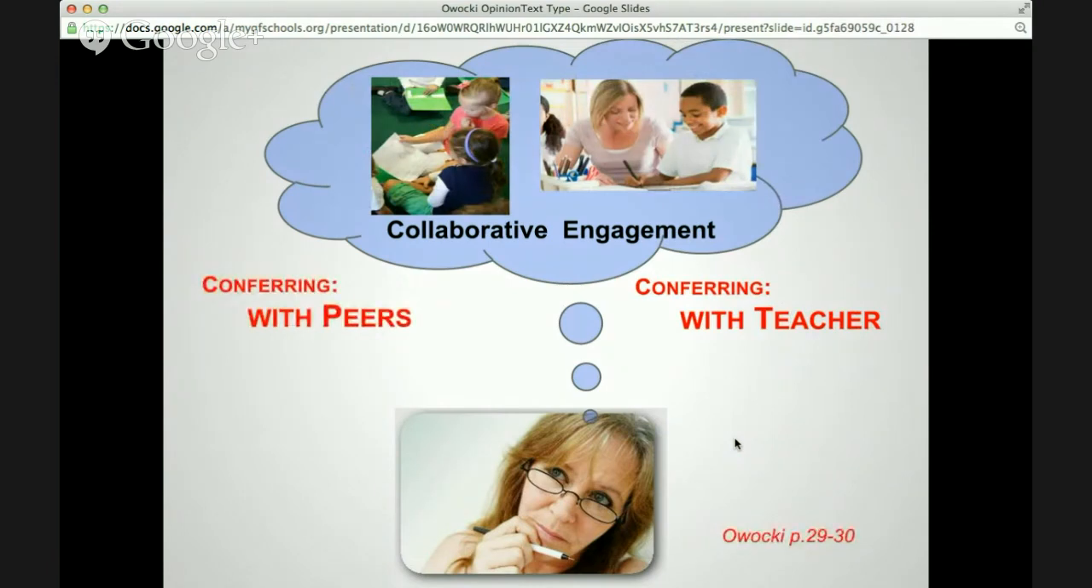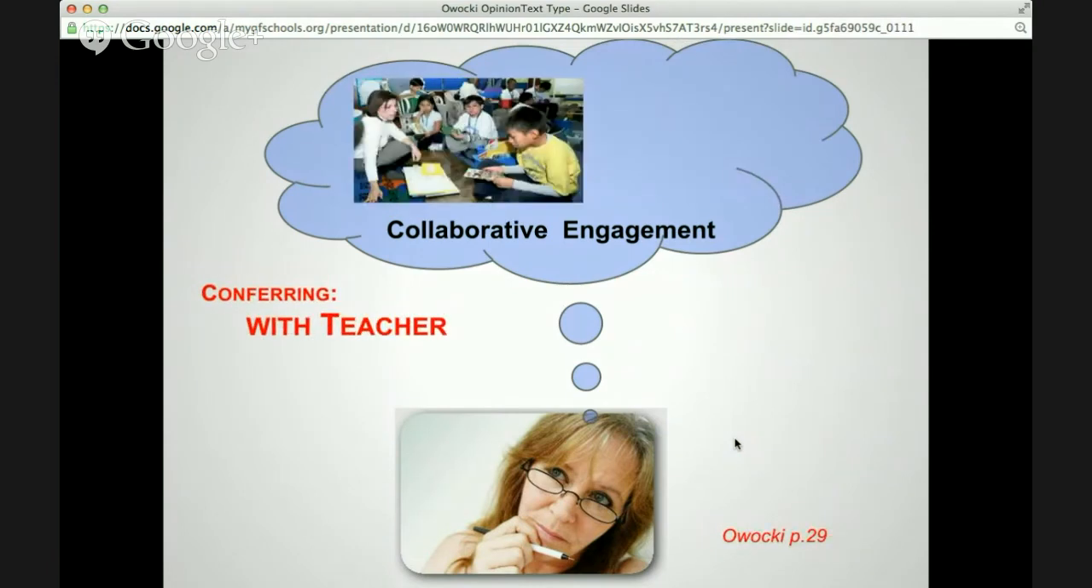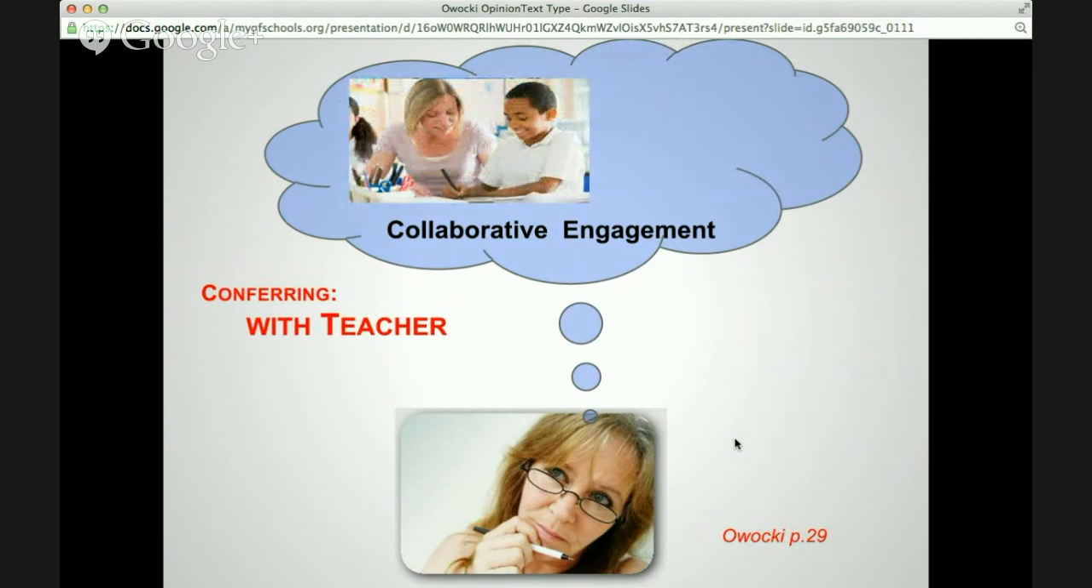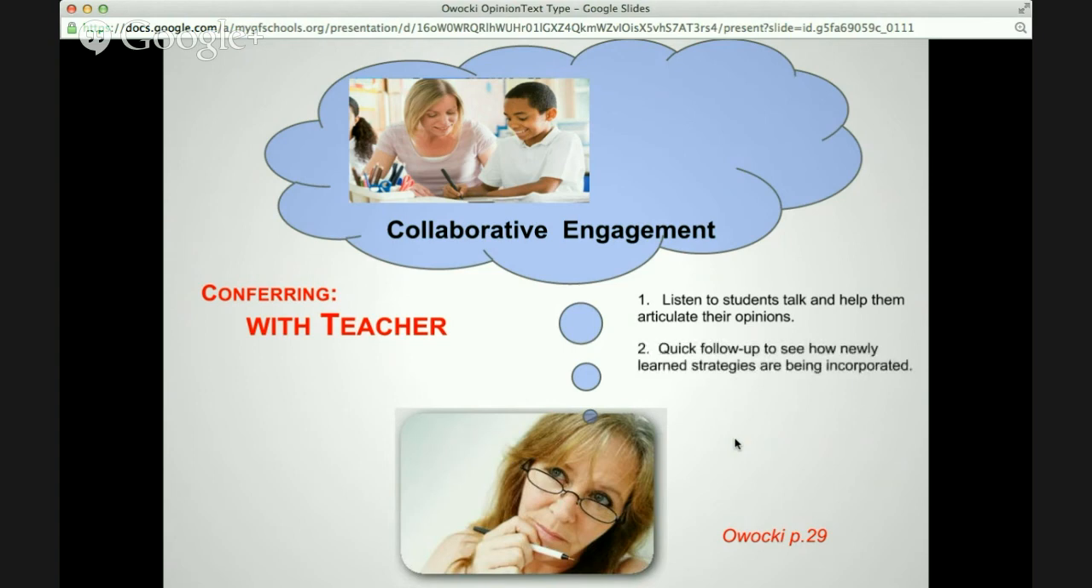The second is conferencing. And we know the teacher conference is huge because you're setting the stage for all conferencing about this anchor standard. We know that your conference with the student gives you an opportunity to listen to the student talk and help them, in some situations, articulate their opinion because it's not clear in the writing.